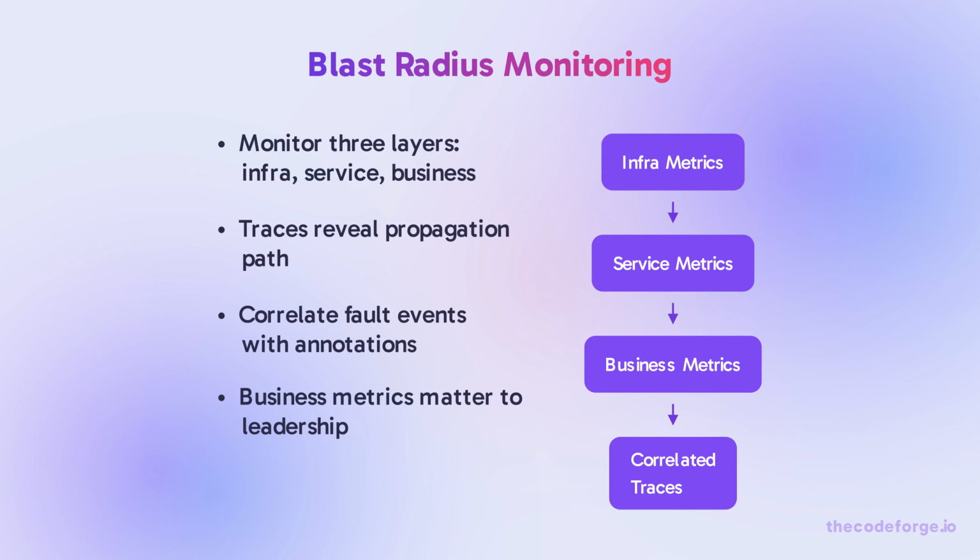Blast radius monitoring requires 3 layers: infrastructure, service, and business. Without traces, you see a metric spike but can't trace the propagation path. Use OpenTelemetry to correlate fault events with traces, and always monitor business metrics like order completion rate.